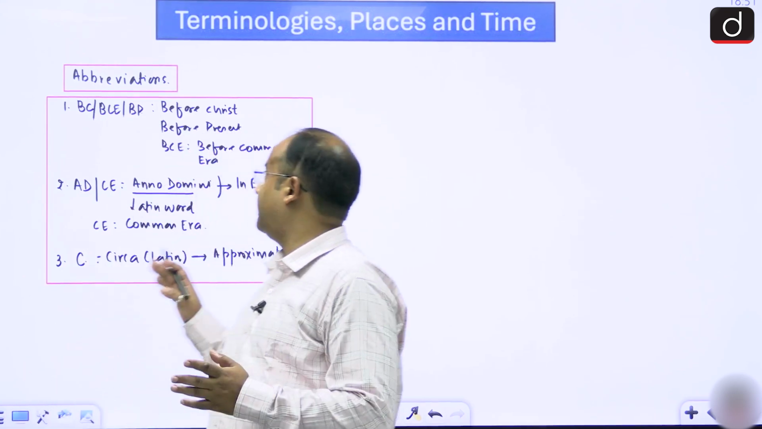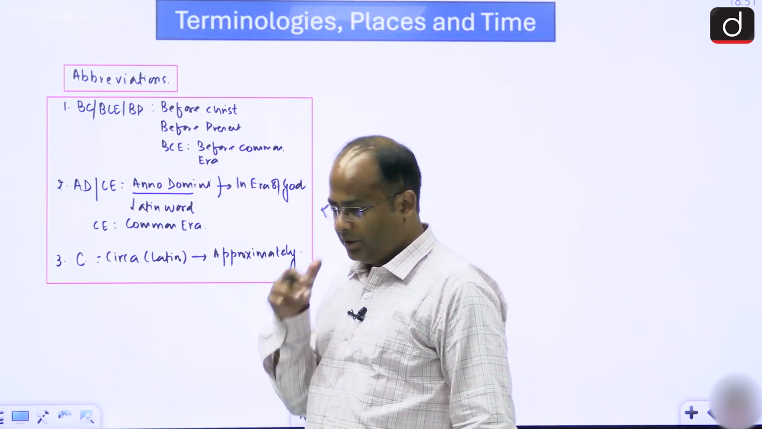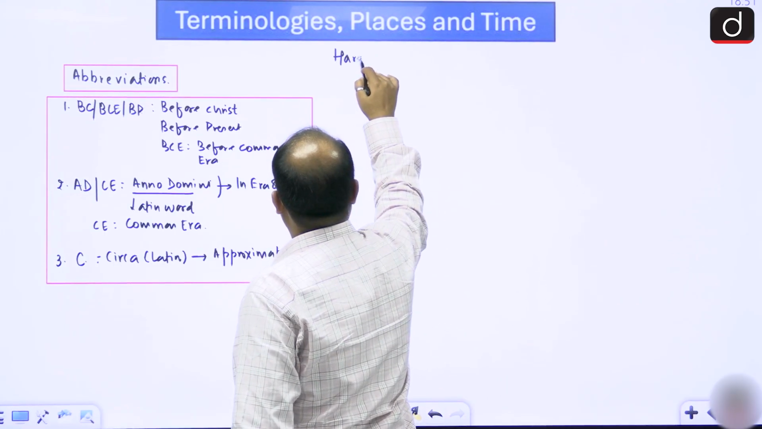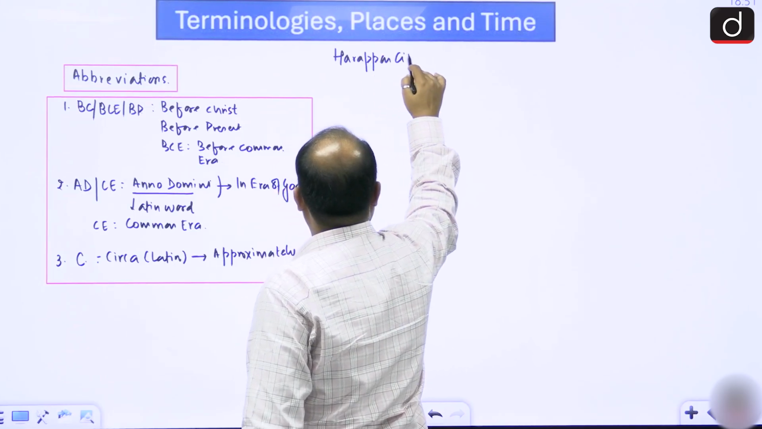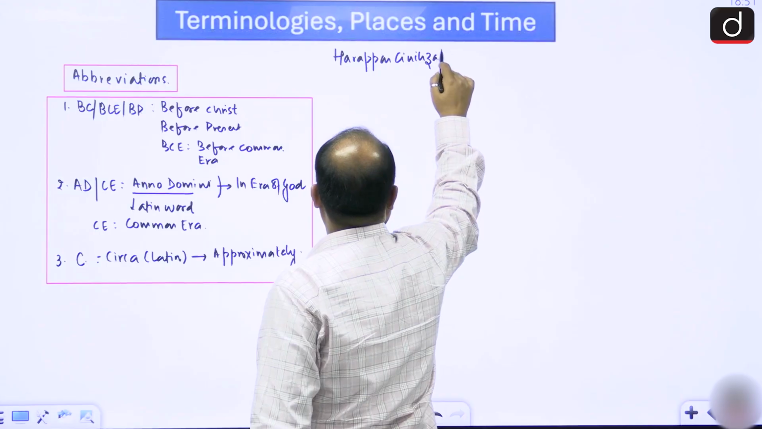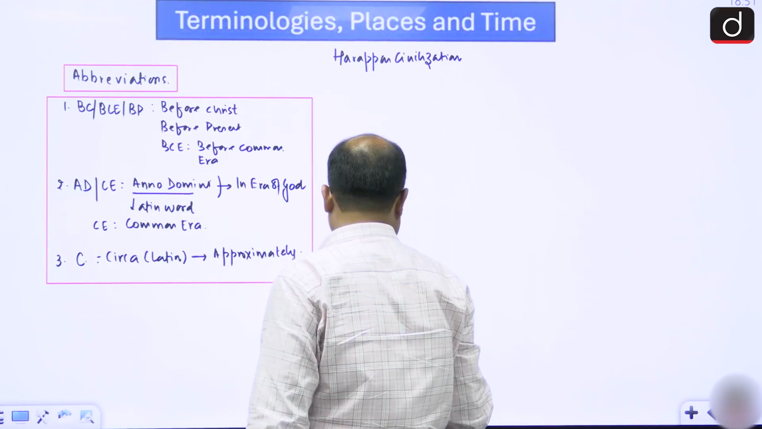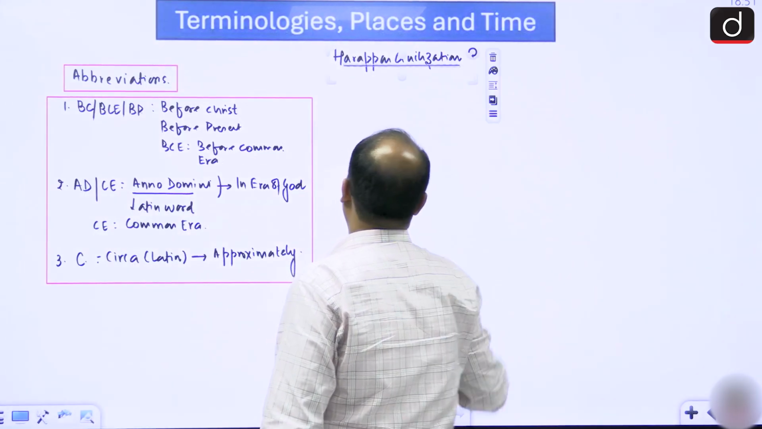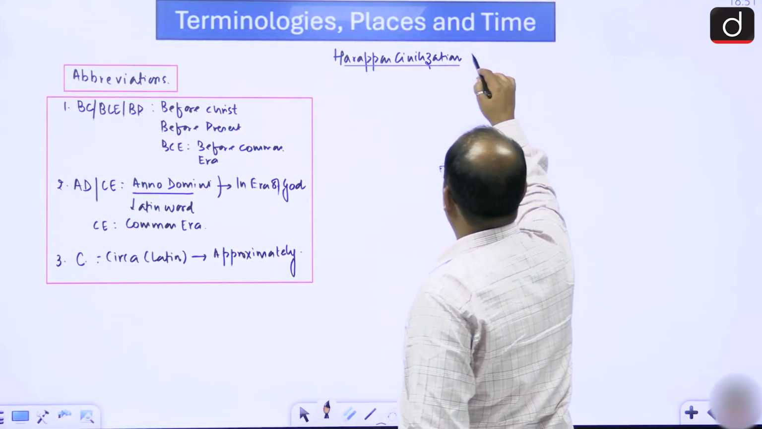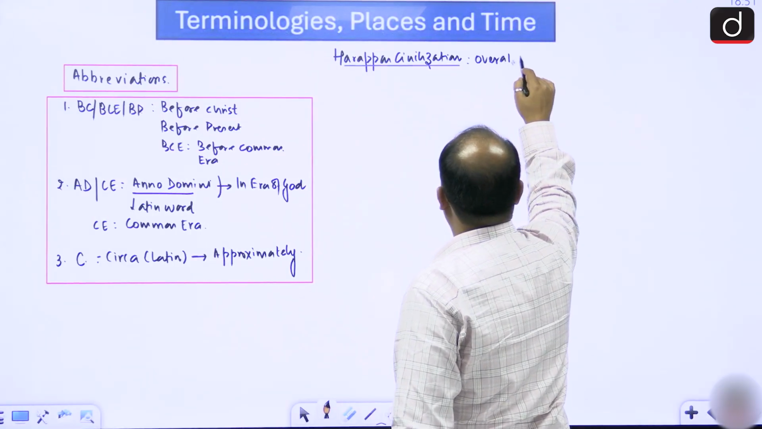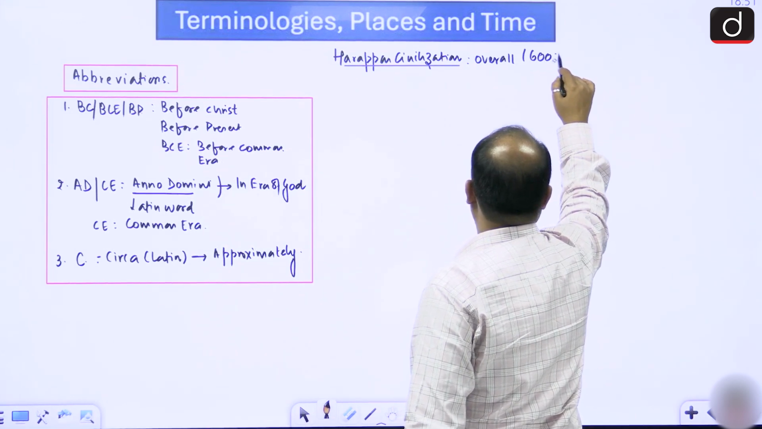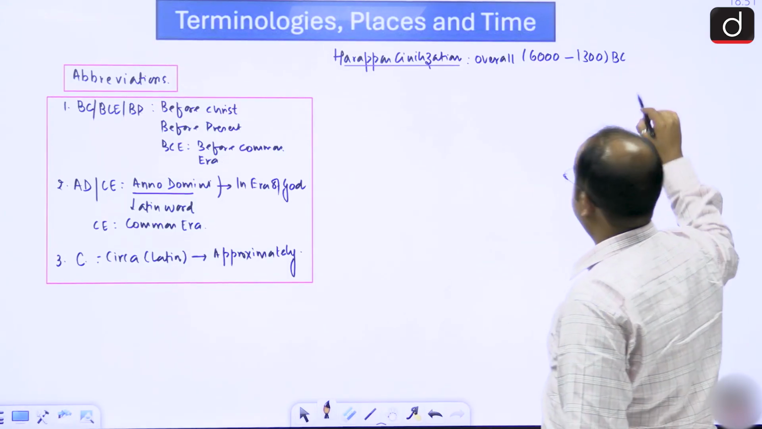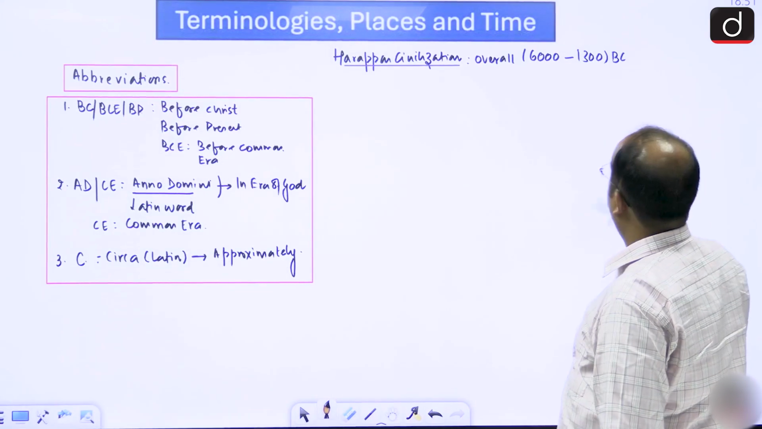Now, first of all, guys, I am going to discuss in this chapter the Harappan civilization. So let's start with the Harappan civilization. First of all, we will discuss the time period. The Harappan civilization time period overall is from 6000 to 1300 BC, or BCE.